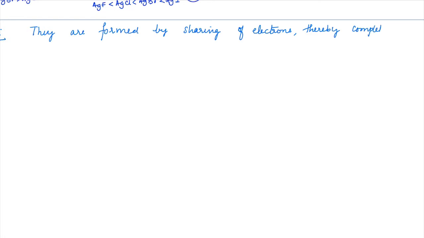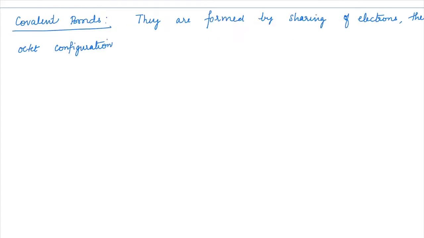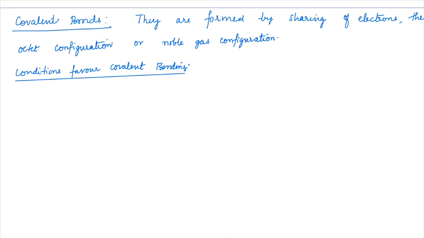thereby achieving noble gas configuration. Okay, what are the conditions that favor covalent bond to happen? One thing, as I told you, is that the electronegativity difference should be less. Less as in at least less by 1.7 units.